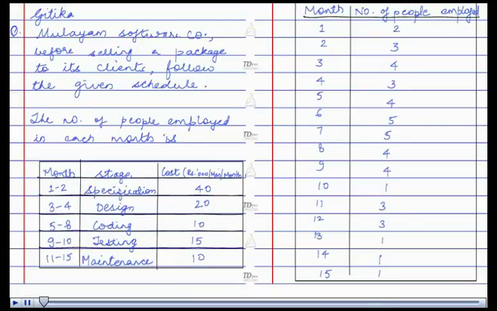Hello, I am Gitika. The question is, Mulayam Software Company, before selling a package to its clients, follows the given schedule. The number of people employed in each month is given, and another table shows the number of people employed per stage and the cost of those people.